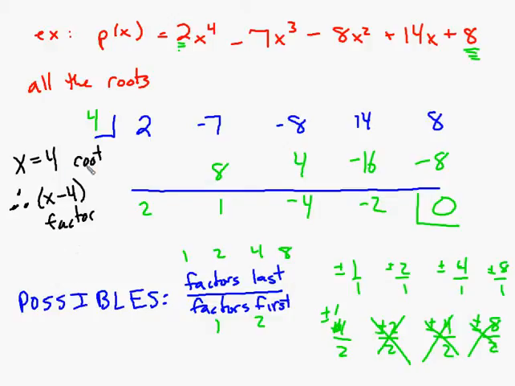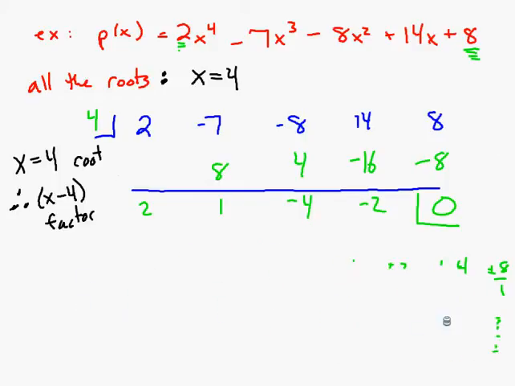So, I'm actually not done. I didn't find all the roots. I found one of them. One of them is 4. So I'm going to erase this bottom portion here, because we already have that. Now, I'm going to take this. See, this is my factored form down here.